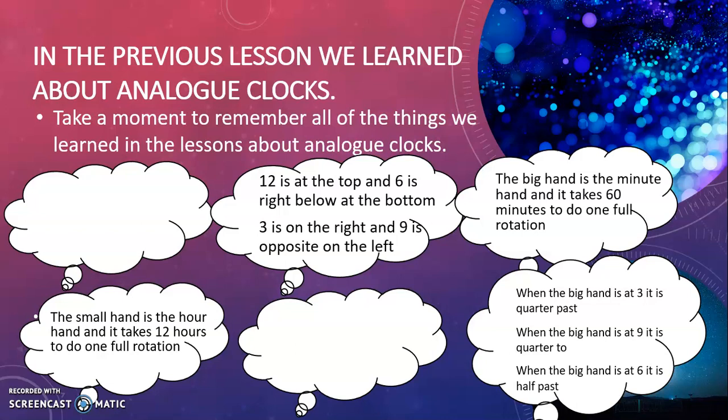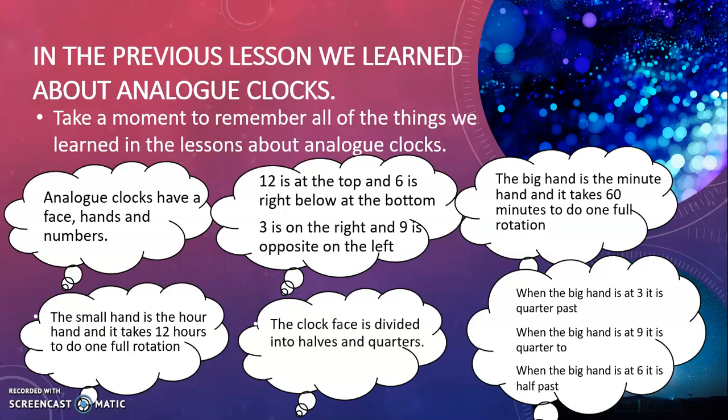We learned that the big hand is the minute hand and it takes 60 minutes to do one full rotation of the clock face. We now know that analog clocks have a face, hands, and numbers. And we know that the clock face is divided into halves and quarters.